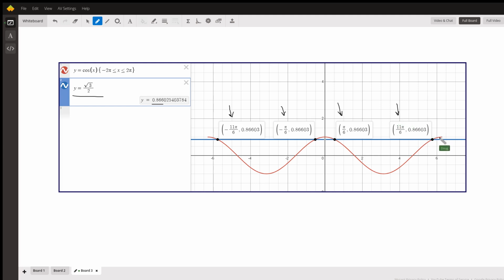Of course, there's infinitely many angles that have a cosine of radical 3 over 2. If we just took off this restriction right here, this red graph would go on forever in both directions. And wherever this blue horizontal line intersected that graph, those would be angles with the cosine of radical 3 over 2.